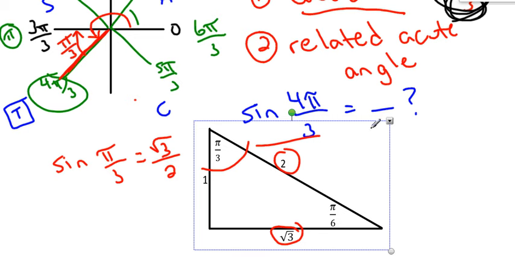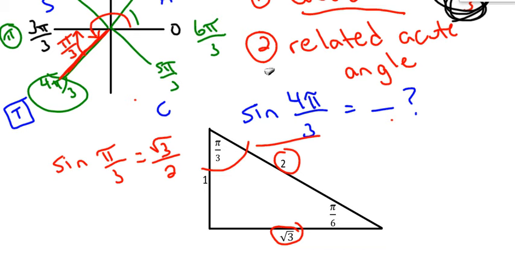So what does that mean? Well, I'm basically done because I already know that sine 4 pi over 3 has the same value as sine pi over 3. And I know that I'm in a quadrant where my actual answer should be negative. So the answer to the question, what is sine 4 pi over 3? The answer is negative root 3 over 2. And there's my answer.